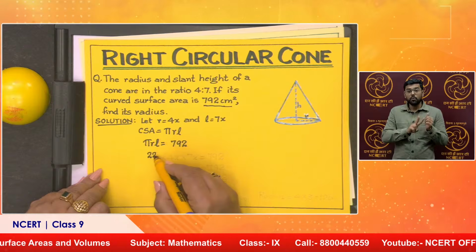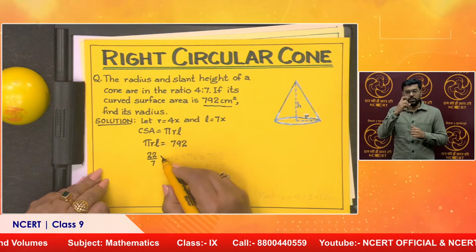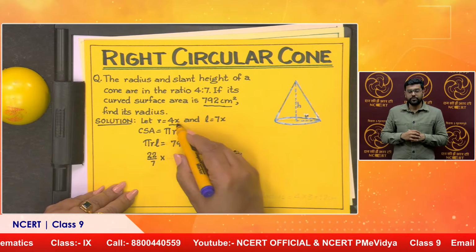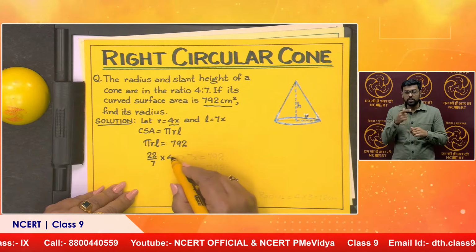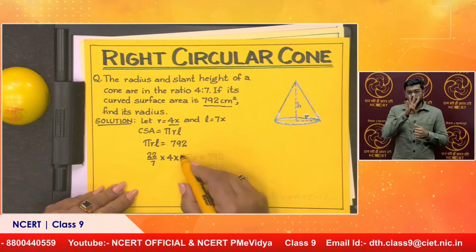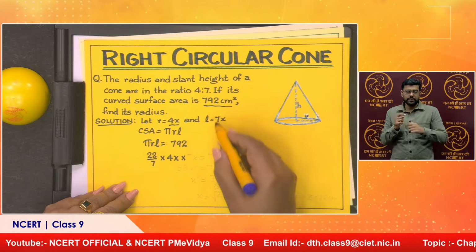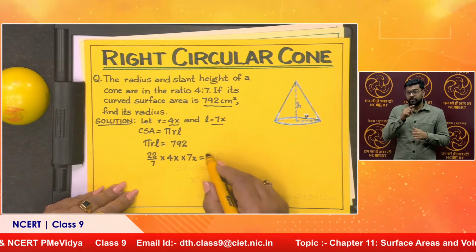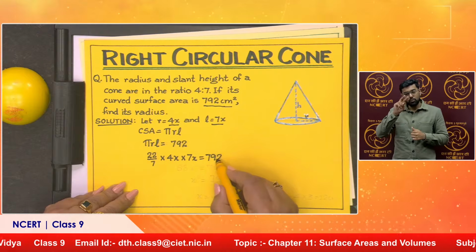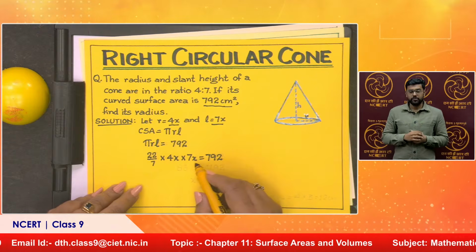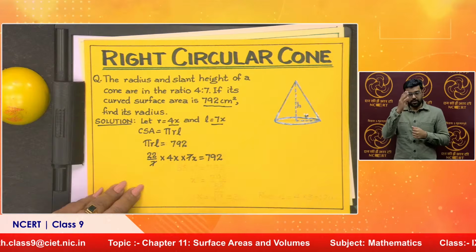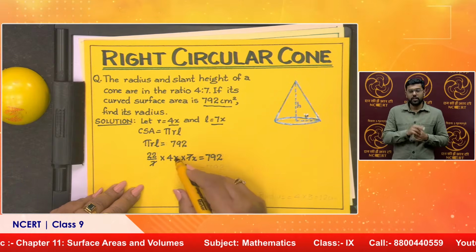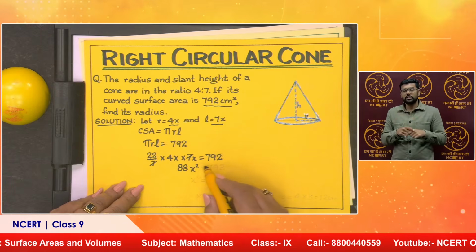What is the value of pi? Yes, it is 22 upon 7. Multiplied by, what is r? R is given to us as 4x, we have taken because the ratio is given. So, let me write down this as 4 into x, and what is the slant height children? We have taken as 7x. Good. So, 7 into x is equal to 792. Very simple. So, now here 7 gets cancelled with 7, Tanvi. Yes. So, what is 22 into 4? Shall I write down 88? 88. And what is x into x? It is x square is equal to 792.